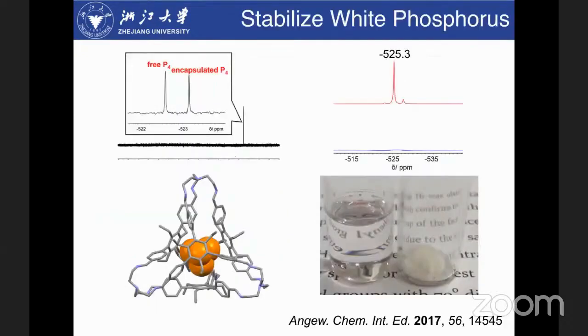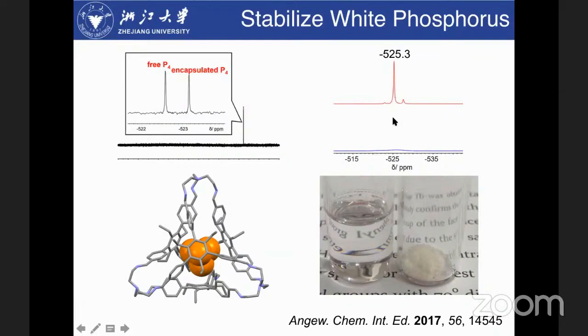And we use this microcycle to protect white phosphorus. Actually, this work is inspired by Professor Nitschke at Cambridge University. You can see this microcycle is tetrahedral. We have a white phosphorus in the middle. Without the protection, after a few minutes, the white phosphorus will be destroyed, oxidized by air. And with the protection of the microcycle, even after 3 months, we can still use solid state NMR to see the white phosphorus is very stable.